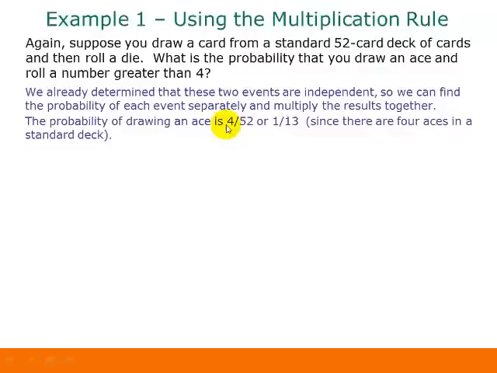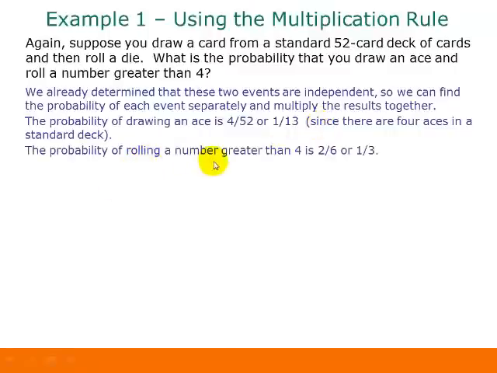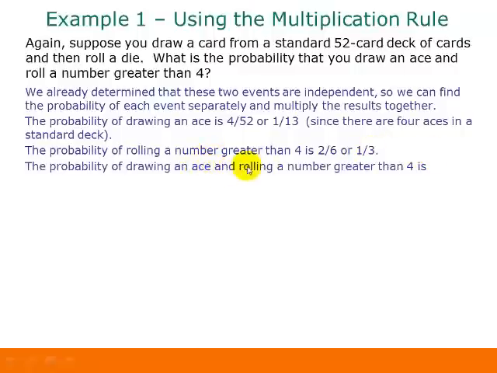The probability of drawing an ace is 4 over 52, or 1 over 13, since there are 4 aces in a standard deck. And the probability of rolling a number greater than 4 is 2/6, or 1/3. So the probability of drawing an ace and rolling a number greater than 4 is those two probabilities multiplied together. So this would be 1/13 times 1/3, which gives us 1/39. If we put this in decimal form, rounded to 4 decimal places, it would be 0.0256.